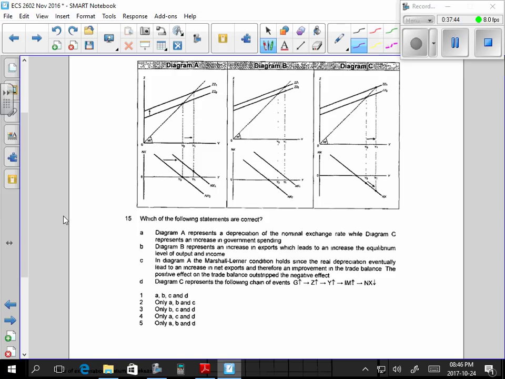Okay. So diagram A and B in this case would be a change in foreign demand because we've actually shifted the net exports curve. Diagram C, we've moved along the net exports curve. It is a change in local demand. Okay. And your correct option would be option 1.